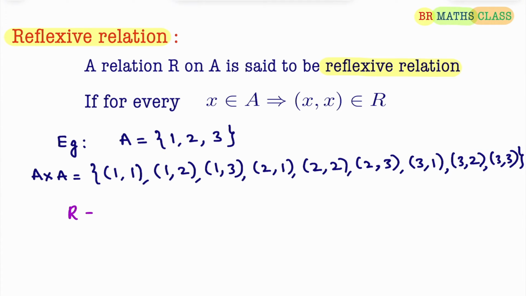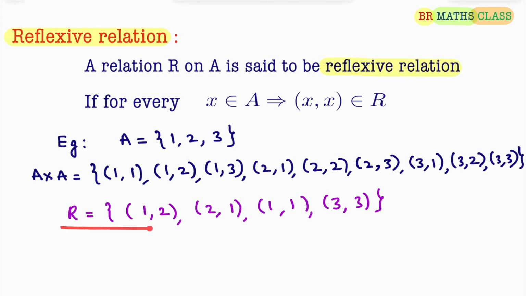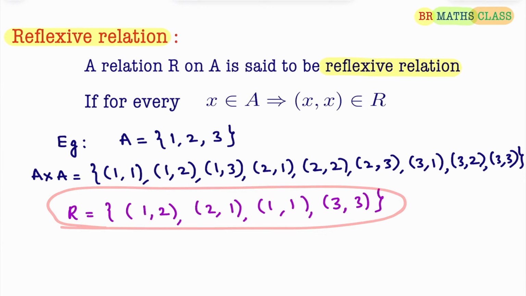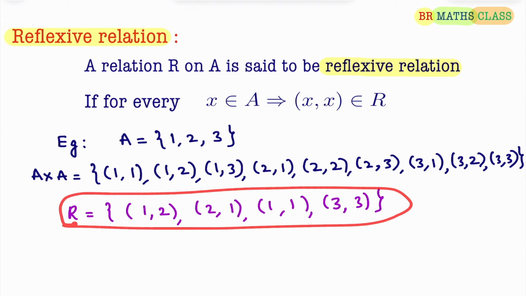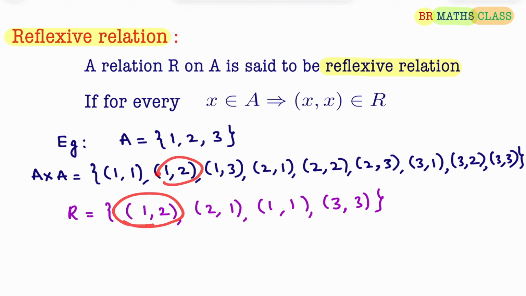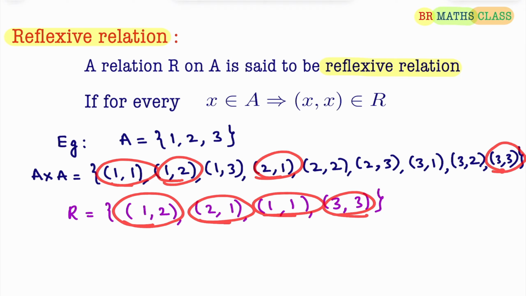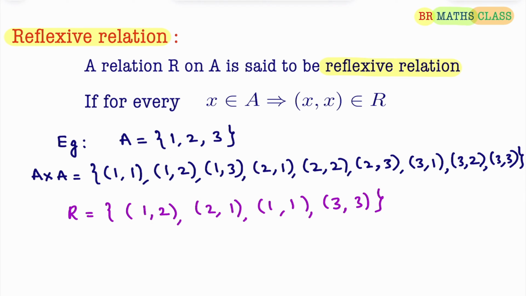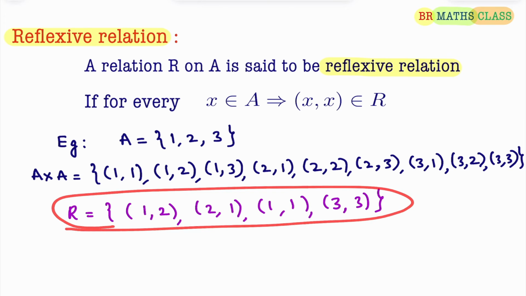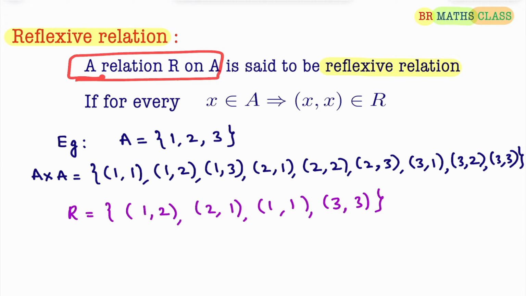Now, I'll take one relation. You observe, I considered a relation. Is it a subset of A cross A? If it is a subset of A cross A, then only we say that it is a relation on A. You see, ordered pair (1,2), yes, it is there in A cross A. Ordered pair (2,1), yes, it is there in A cross A. Ordered pair (1,1), yes. Ordered pair (3,3), yes. So it is a subset of A cross A. So this is a relation on A. I have taken a relation R on A.